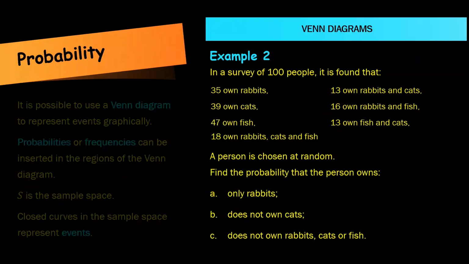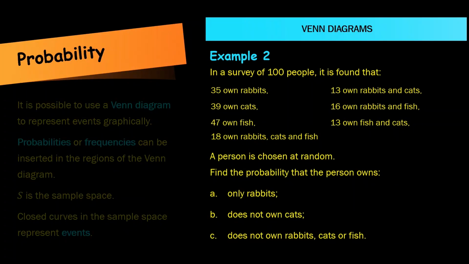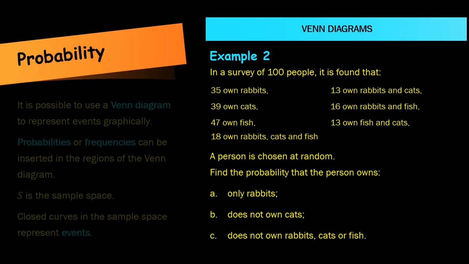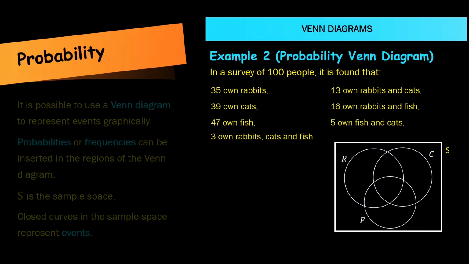Now let's take a look at another example. Pause the video and have a go. Press play when you're ready to view the solutions. So here's the scenario. In a survey of 100 people, we have details of how many owned rabbits, cats and fish, and how many owned a combination of them.